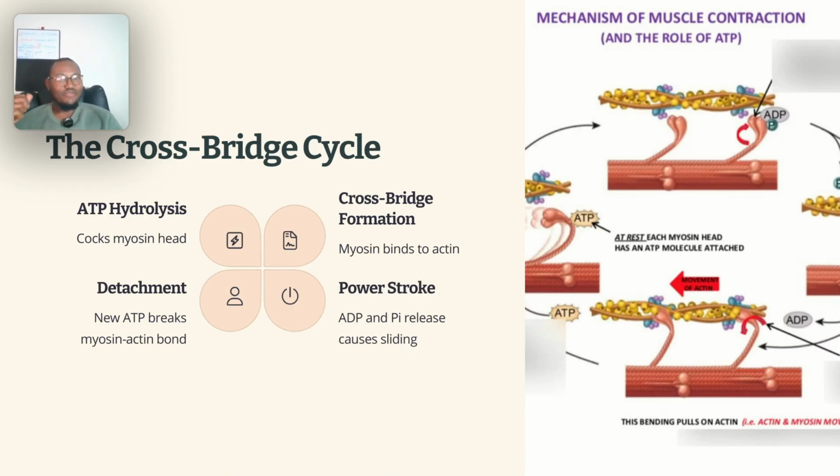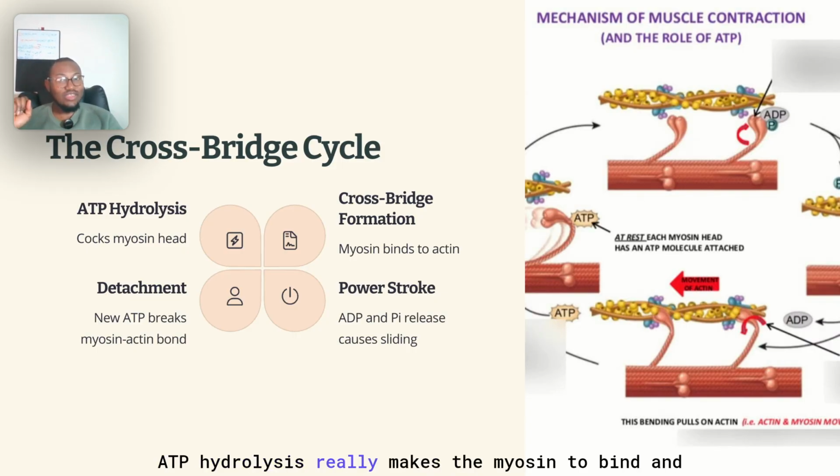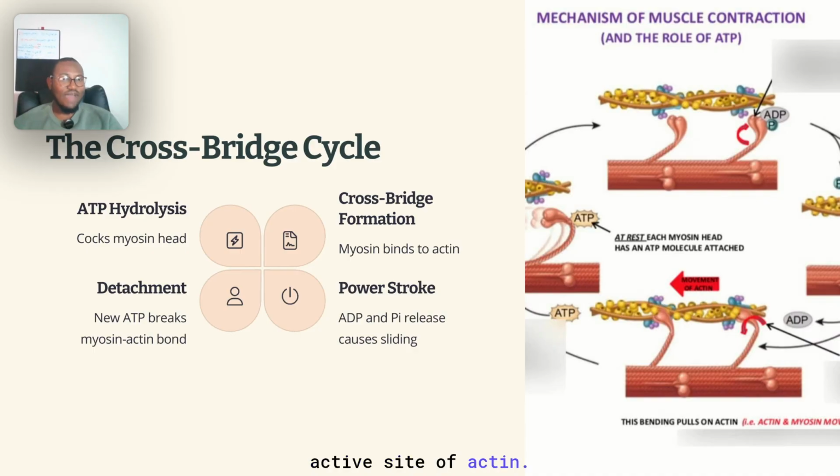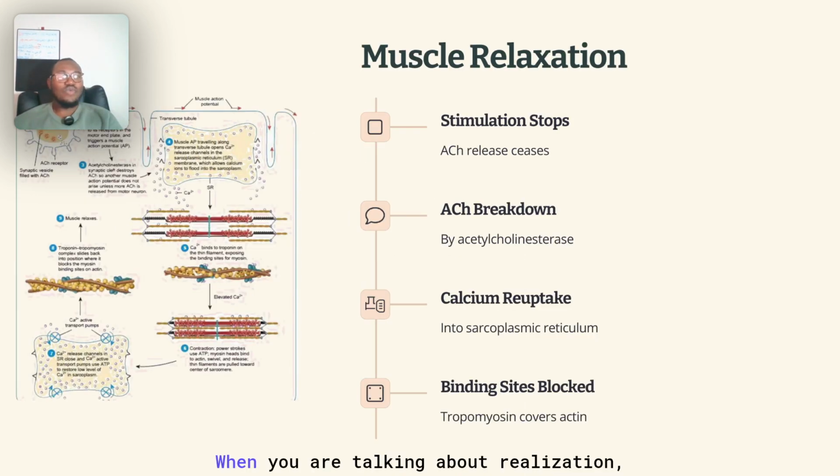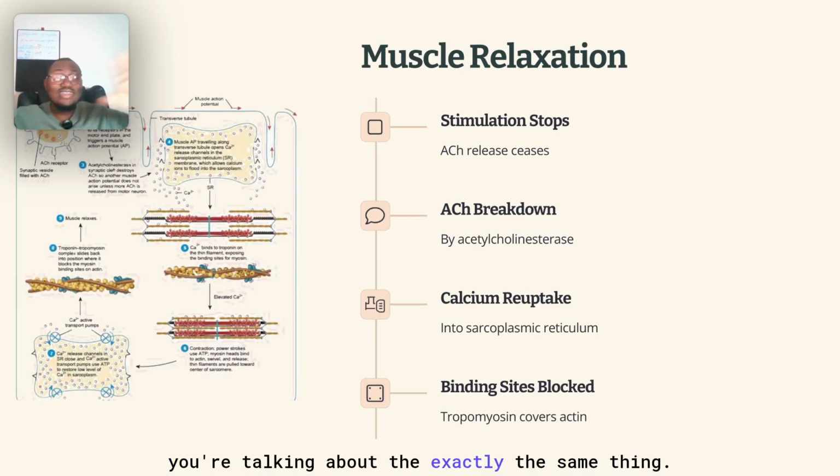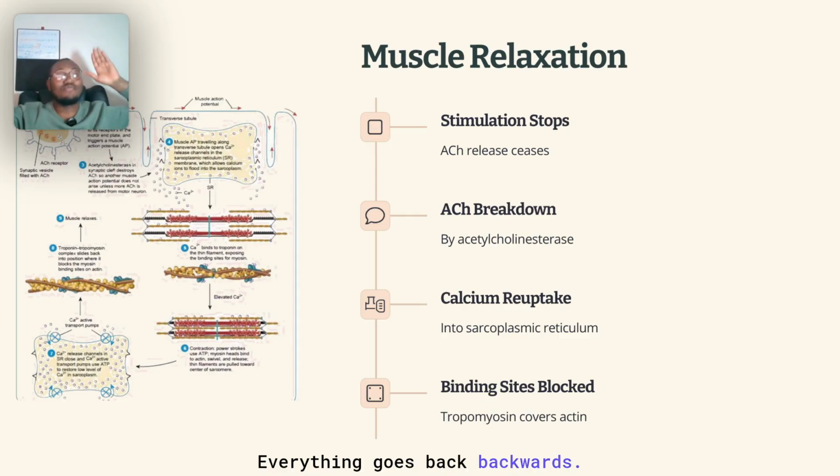All right? Very important. So this ATP hydrolysis really makes the myosin bind to the active site of actin. This is the binding. This is how the ADP takes phosphate to itself. It becomes ATP, and it has now used the energy to do what? To bind. When you are talking about relaxation, you are talking about exactly the same thing. Everything goes backwards.